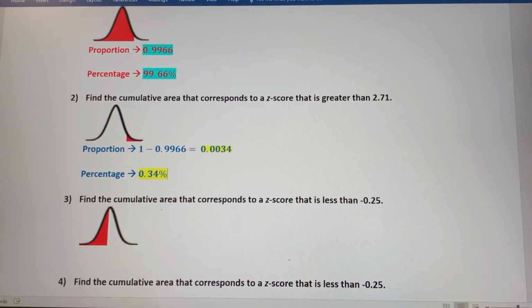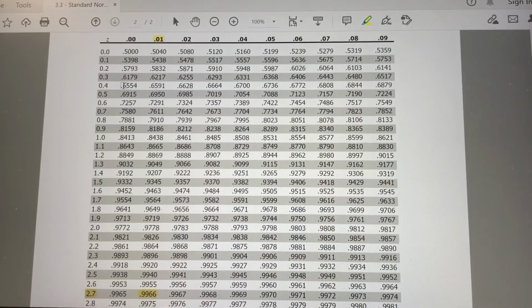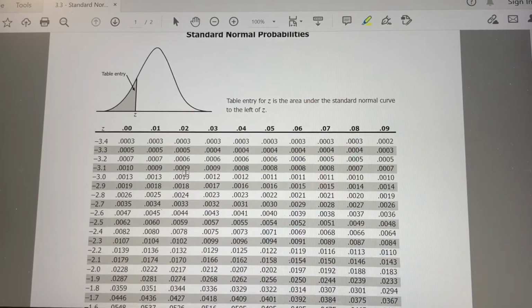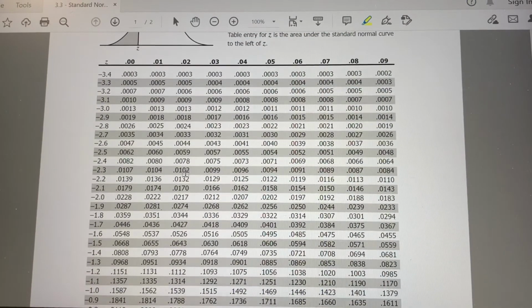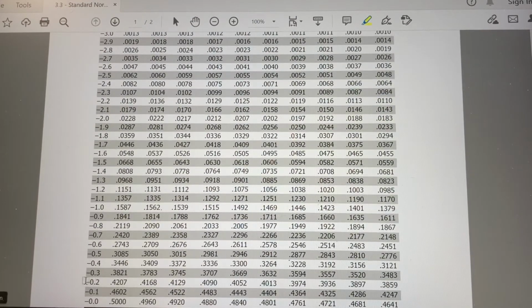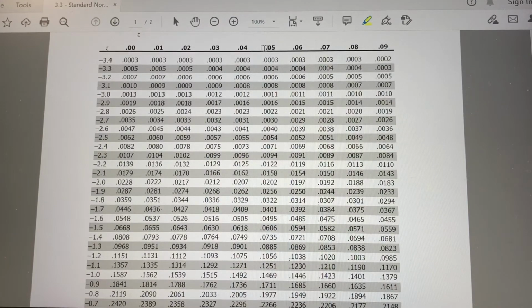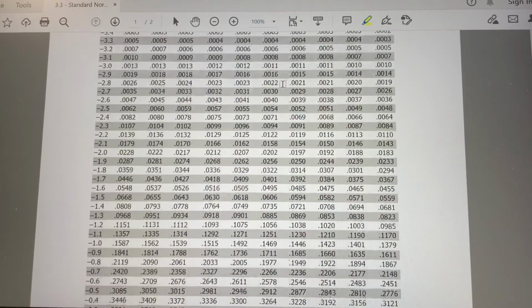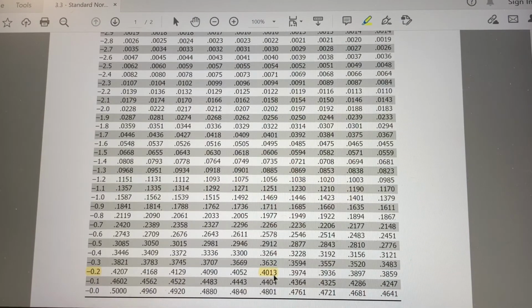So let's go back to the table and find negative 0.25. Let's go back to the top here, and I want negative 0.25. So I'm going to be right here, negative 0.2. I can't see everything, but we know this is negative 0.20, negative 0.21, negative 0.22, 0.23, 0.24, and 0.25. Notice this is a 5 in the 100ths place. So we're at negative 0.25. That column and that row intersect with a proportion of 0.4013.